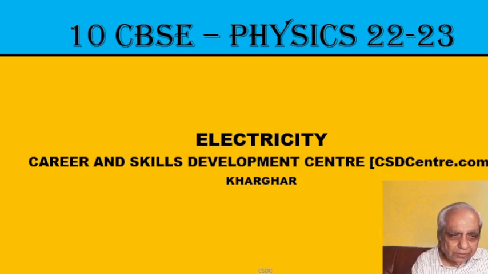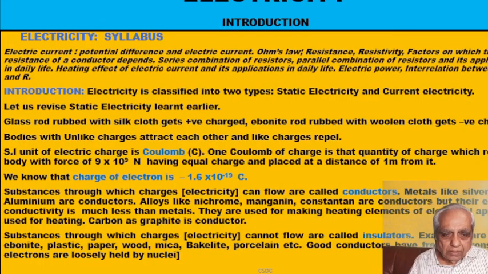Now this electricity is of two types. One is called static electricity and the other is called current electricity. You have studied about static electricity in the 9th standard, that if we take a glass rod and rub it with silk cloth, then the glass rod will attract pieces of paper. But before rubbing, it was not showing this property.